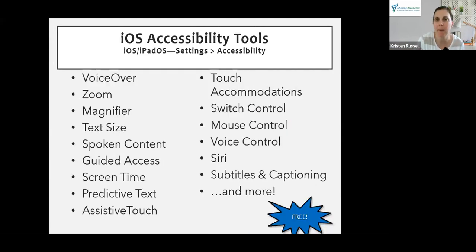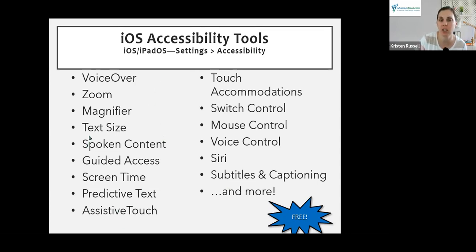Same with iPads. Okay, so this slide would apply to iPads and iPhones. There's tons. This is just a snippet here. Tons of different tools available in their accessibility settings. So you just go into settings and accessibility and just kind of look around.